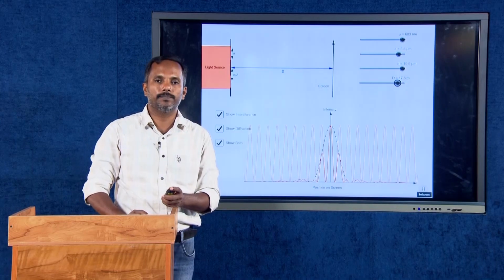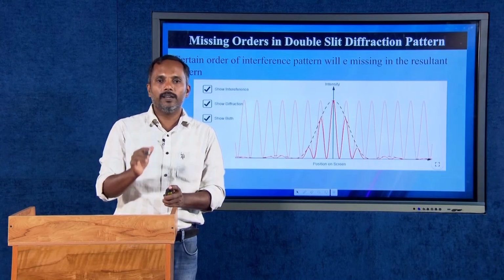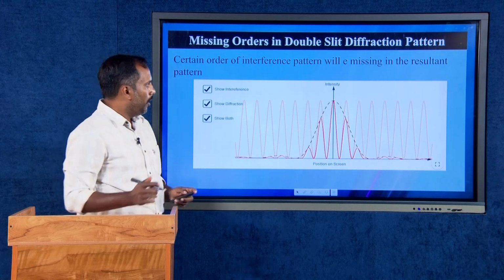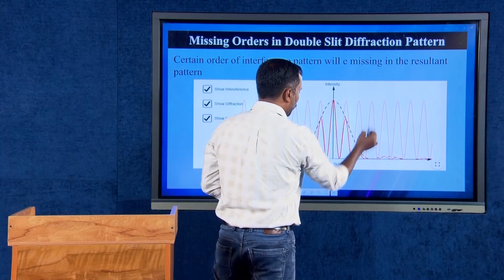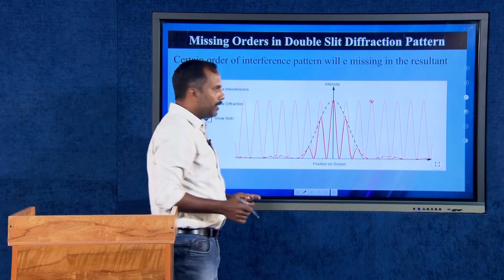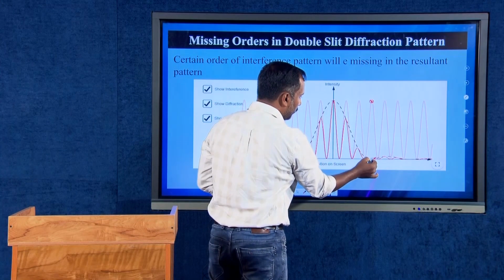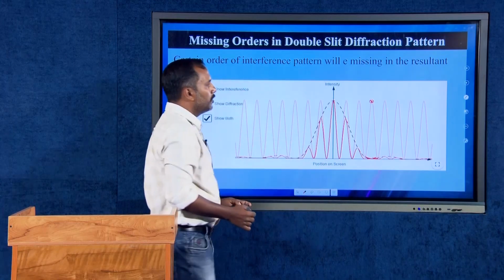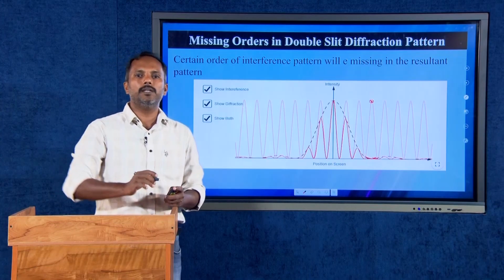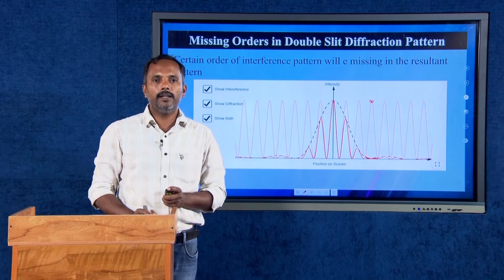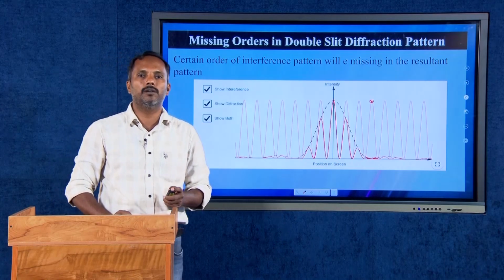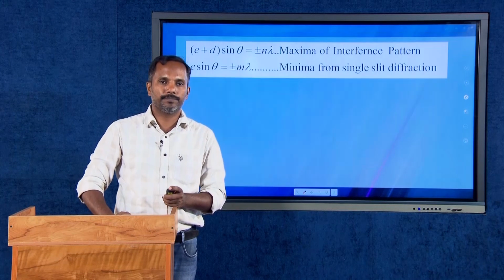source and screen. Considering two patterns, one a diffraction pattern and one an interference pattern, here you can see a few maxima. This is a maximum formed by the interference pattern. At that particular point, a minimum of the diffraction pattern is forming. So in this case, a certain order of the interference pattern will be missing in the resultant pattern, and these missing interference maxima we call the missing order in the double slit diffraction pattern.